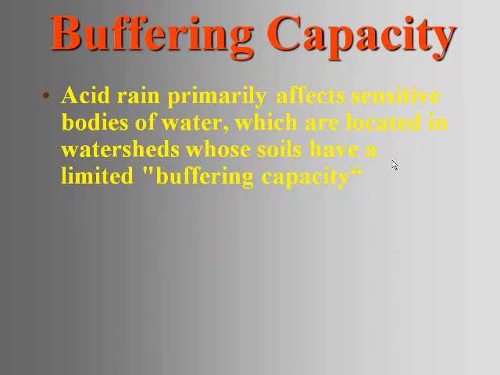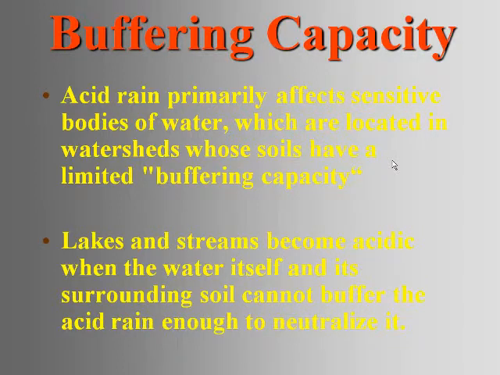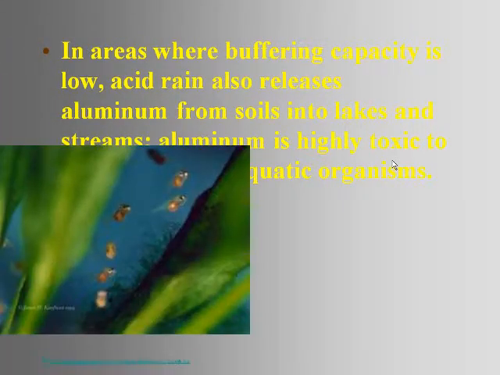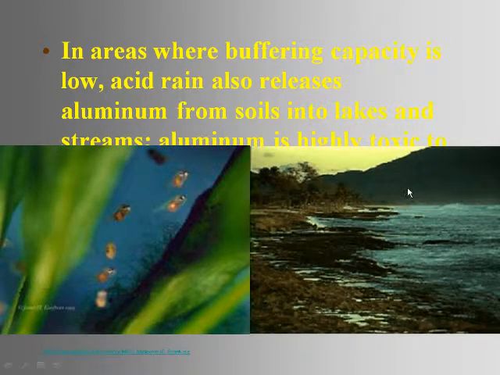So the buffering capacity: if there's a high buffering capacity, we'll see less of an effect from the acid rain because it's able to absorb that acid. But with limited buffering capacity, we see a lot of the watersheds and the bodies of water are very sensitive to acid rain. So you can see the plankton life would drop down, plant life would drop down in a lot of these areas where the buffering capacity is low.